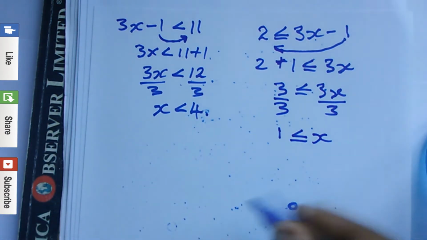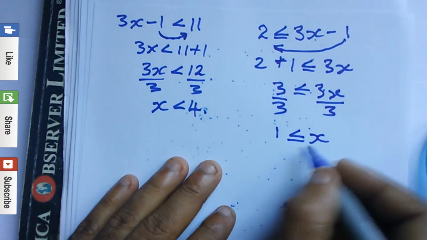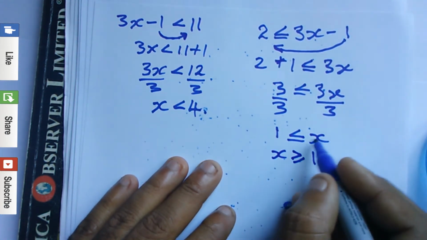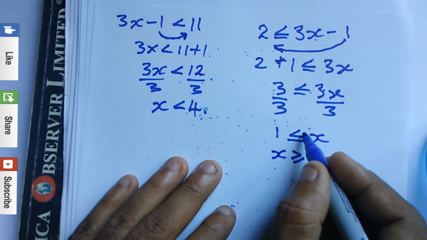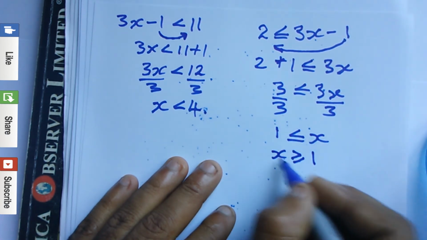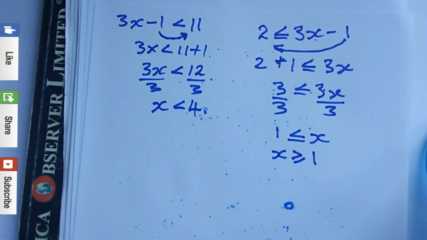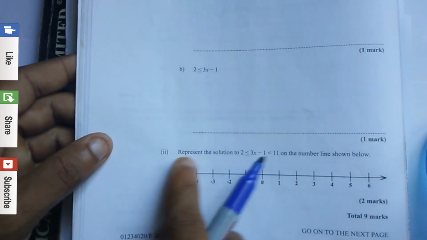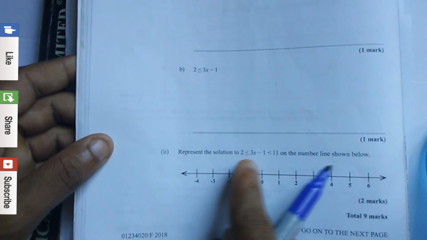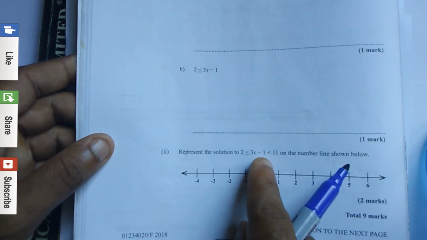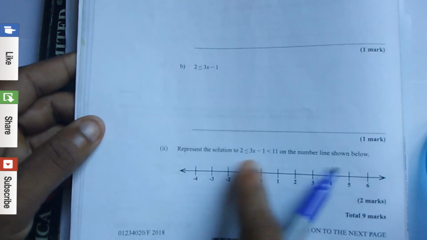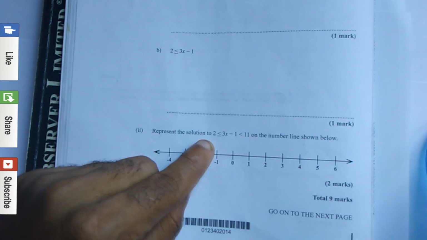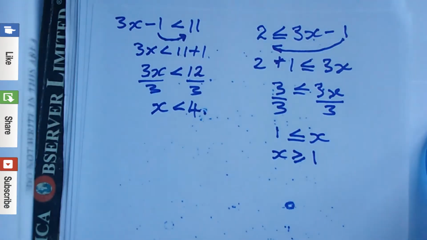If we want, we can rewrite this in terms of x, letting x be on the left hand side. So we have x is greater than or equal to 1. Remember, we have to write it as it is here. The inequality sign is open towards the x. So this would be the solution for the first two questions. Then we have a follow-up question in which I said represent the solution to 2 less than or equal to 3x minus 1 less than 11. Now, if students pay attention to the question that you're solving, you'd realize that this question is a follow-up question to the first piece that we did.